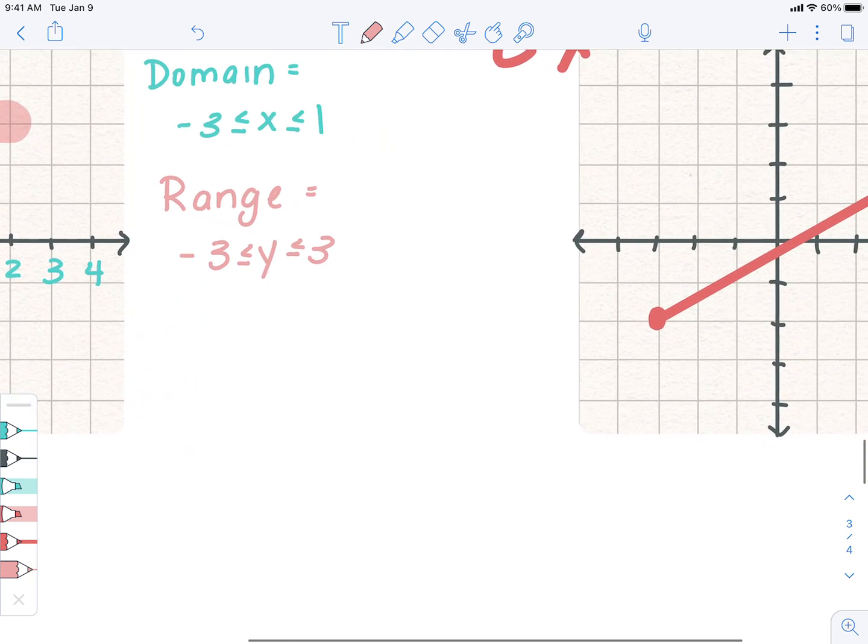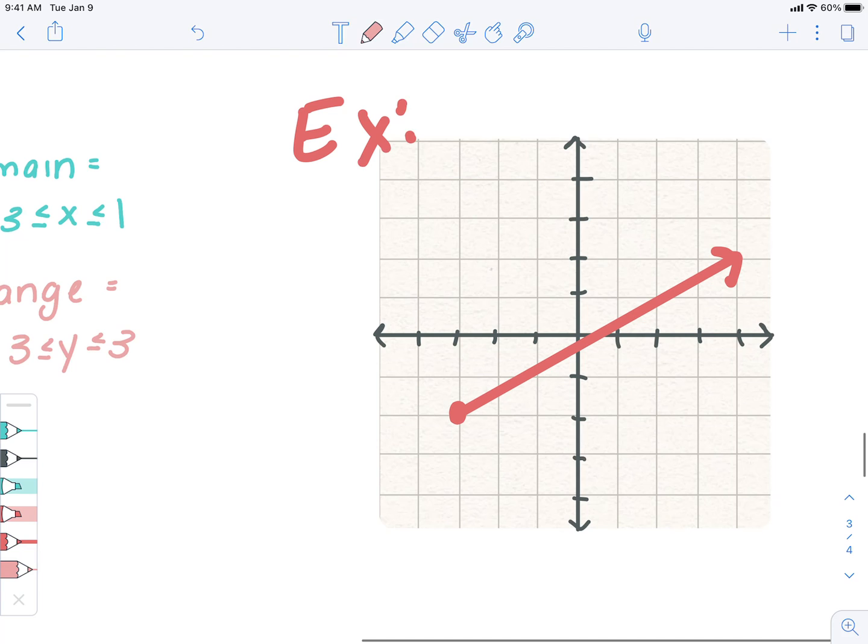So if we look at this next one, I have a graph. It's just a straight line. It starts at the point -3, -2, and it goes up and on forever. So a graph like this where I don't have two endpoints, where it's going to just keep going forever, that arrow tells me it's going to keep moving forward. I just want to know where it starts, because it's never going to end.